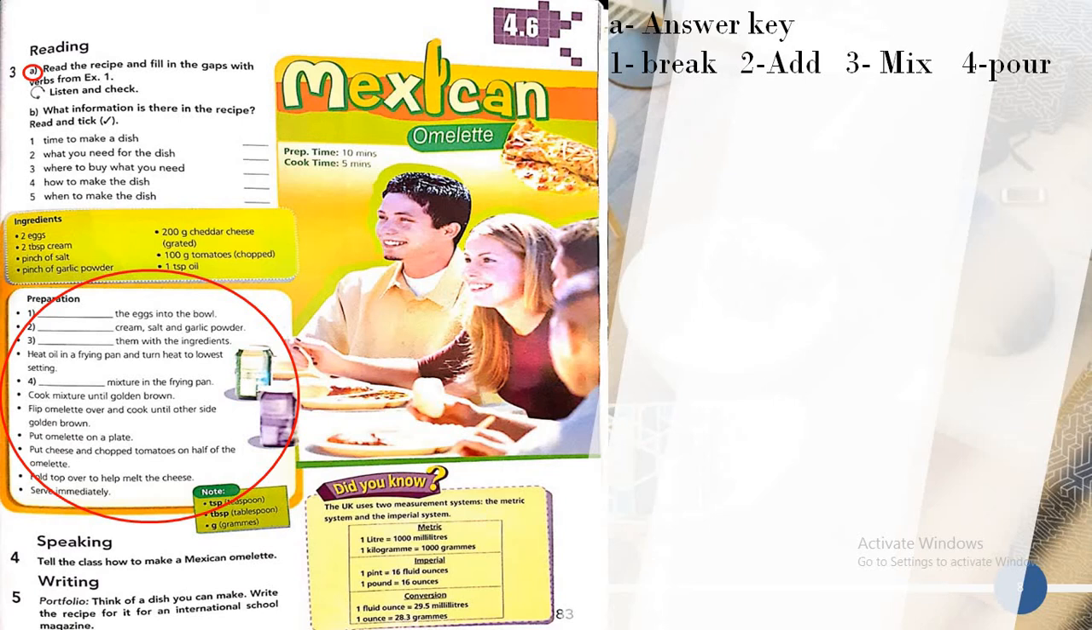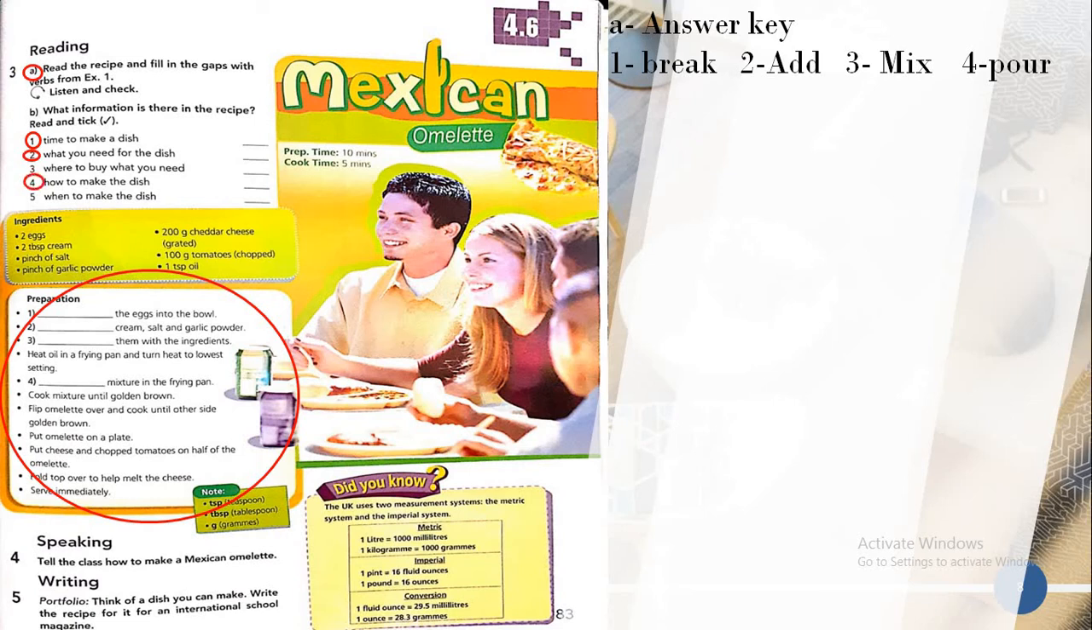Okay, very good. So let me help you find the answer. So 1, time to make a dish. Okay, yes, it's mentioned. So you tick this sentence. What you need for the dish? Yes. Okay, you tick. Where to buy what you need? No. Okay, they didn't mention the place where to buy what you need.